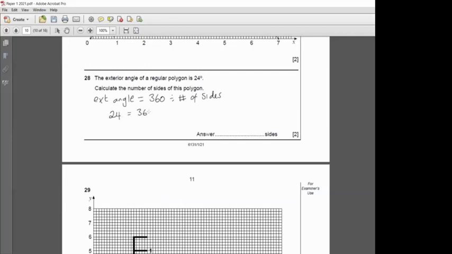Okay, so our exterior angle in this case is 24. This is equal to 360, and then we'll call the number of sides n. So cross multiplying, we have 24n is equal to 360, then divide both sides by 24, and get n is equal to 360 divided by 24. This you can just type in on your calculator. This is 15. So that means this polygon has 15 sides.